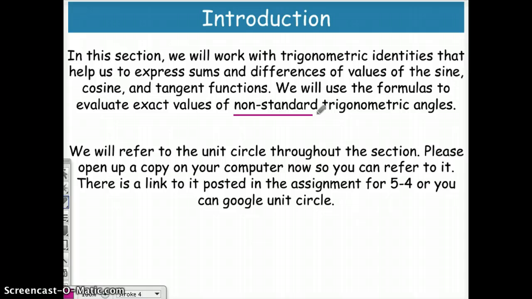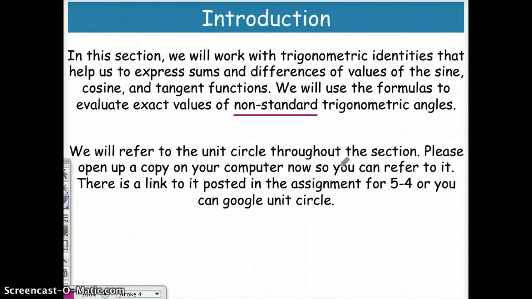What's a non-standard trig angle? It's an angle that's not a special angle, so it's not a multiple of 30, 45, or 60. So a non-standard angle might be something like 50 degrees, because we don't have a special right triangle for 50 degrees.